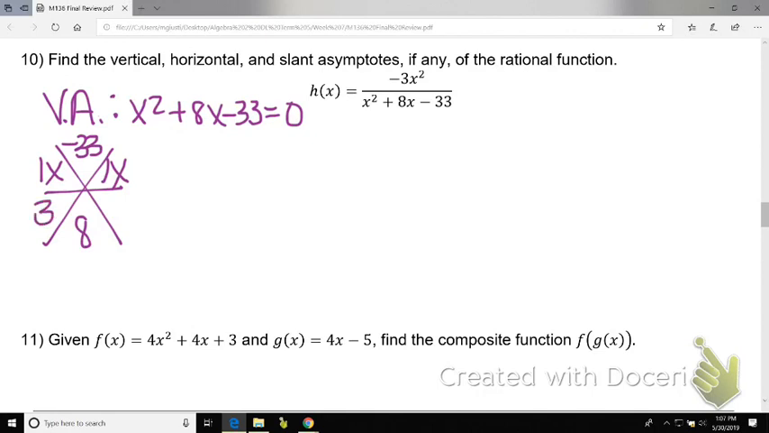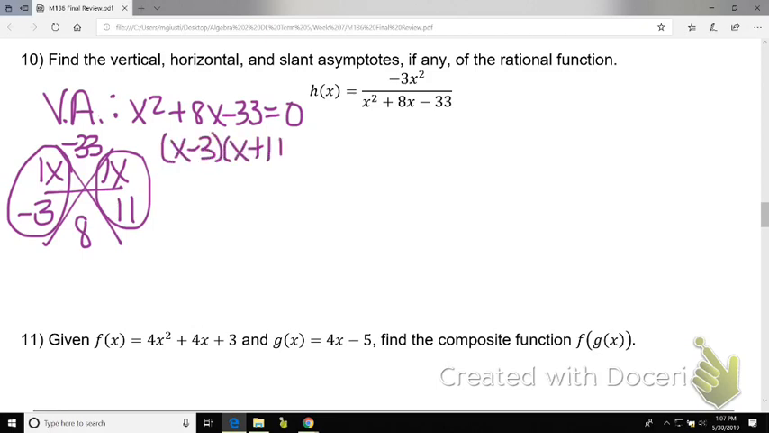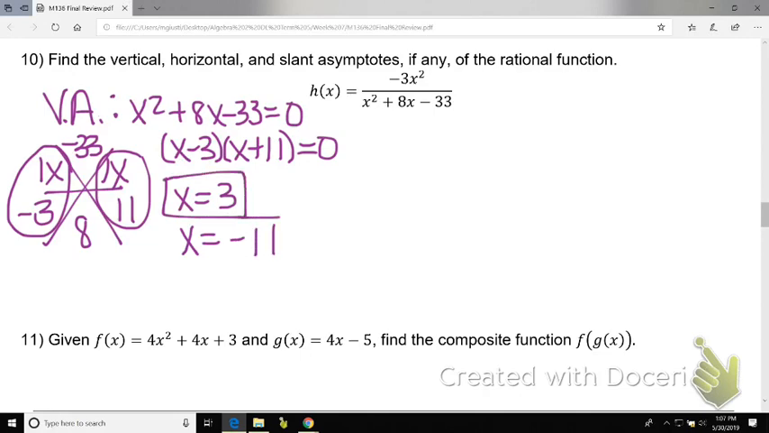Okay, and which one's the negative? The 3. So here are my 2 sets of parentheses. This is factored form, x minus 3 and x plus 11. And once it's in factored form, then you should be able to go ahead and tell me the 2 x's. So x equals what and what? So x equals 3 and x equals negative 11.